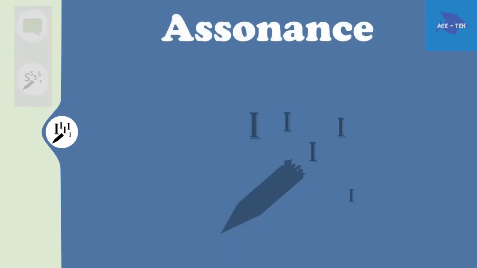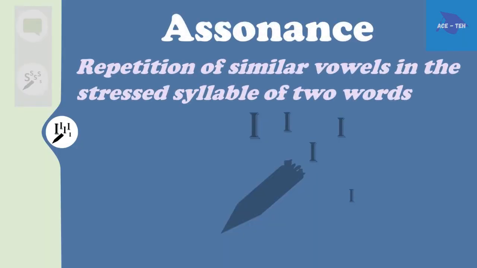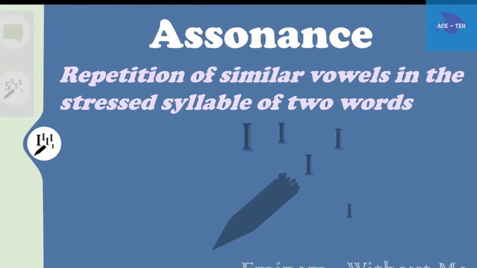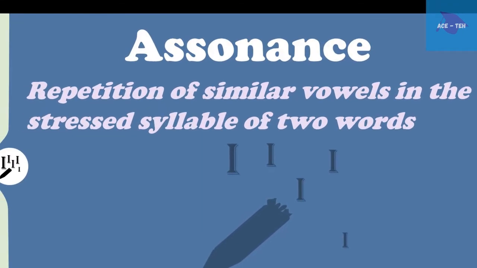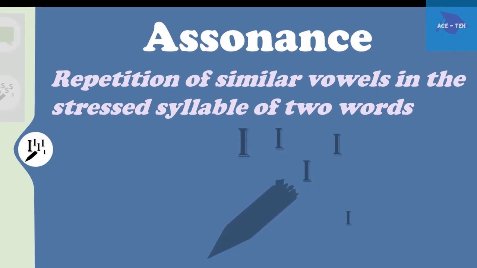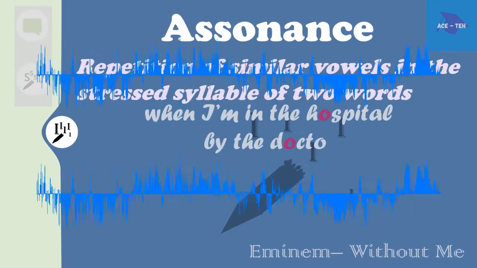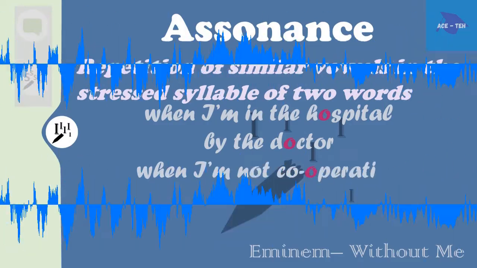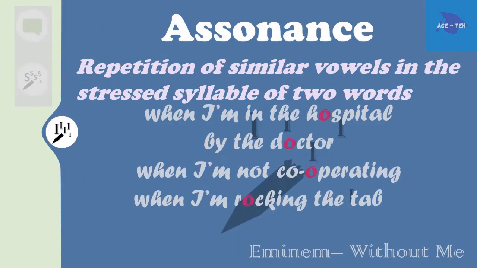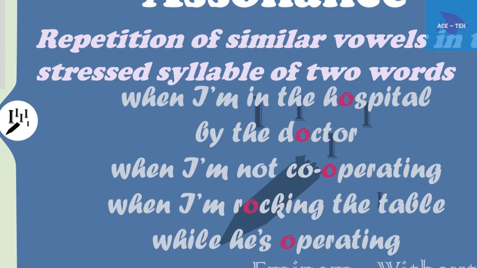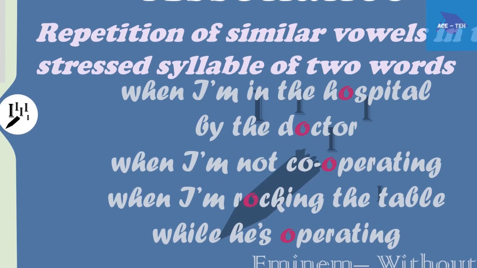Assonance. Assonance is a vowel equivalent of alliteration. It is a repetition of similar vowels in the stressed syllable of words that occur near each other. Shocked at the hospital by the doctor when I'm not cooperating. When I'm rocking the table while he's operating. Did you notice those o sounds in those lines? And also listen to the effect they produce.